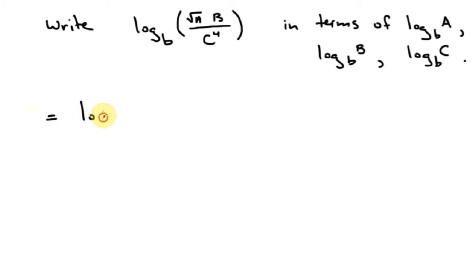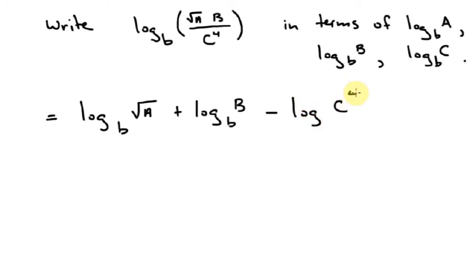Well, we'll start with these 2 guys on the top, which are being multiplied together. So I can go log of root a plus log of b base b. And then you see how we're dividing by the c to the 4. So this would be minus log of c to the 4 base b. So that would be my first step.